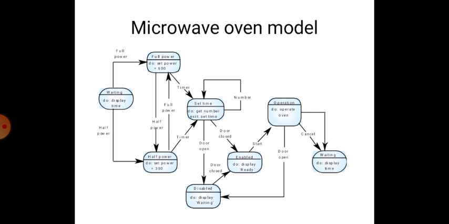So when you set the timer, if the door is open, the oven is disabled, and once the door is closed, the oven is enabled. Once the oven is enabled, it will start the operation, and if the door is open, again it will be disabled. If the operation is cancelled, then it will go into the waiting state, and if the operation is over, then the cooking takes place.